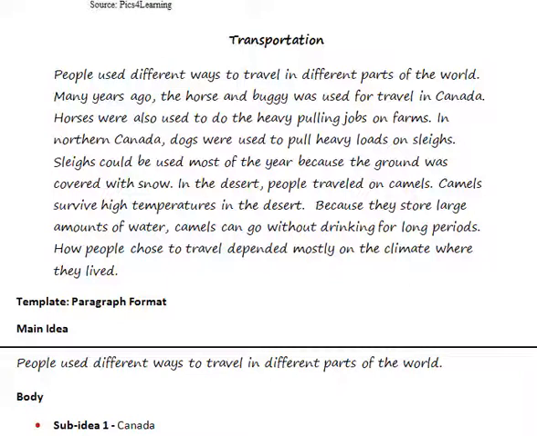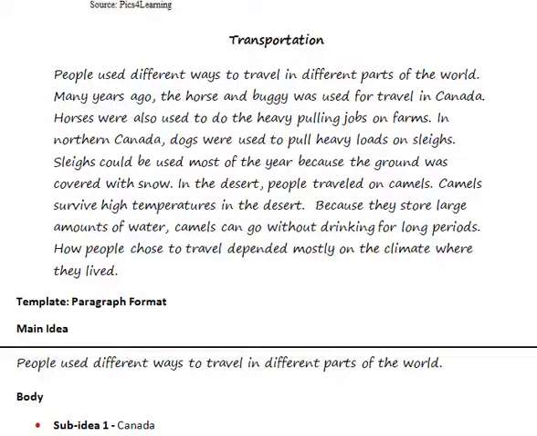In the desert, people traveled by camels. Camels survive high temperatures in the desert. Because they store large amounts of water, camels can go without drinking for long periods. How people chose to travel depended mostly on the climate where they lived.